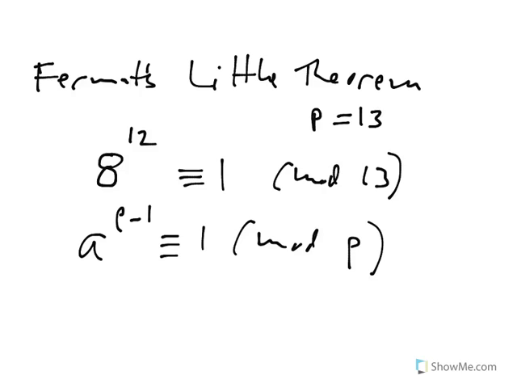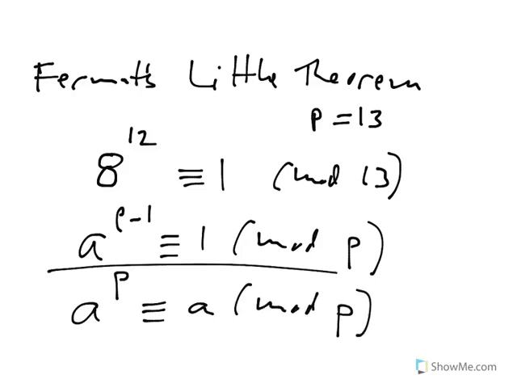If you multiply both sides of this equation by a, you get this variation of it, which is something we use a lot. A lot of cryptography is based on this. We'll get into that later. So that version of Fermat's little theorem is going to be useful.